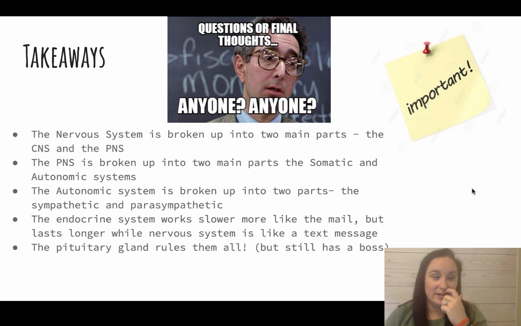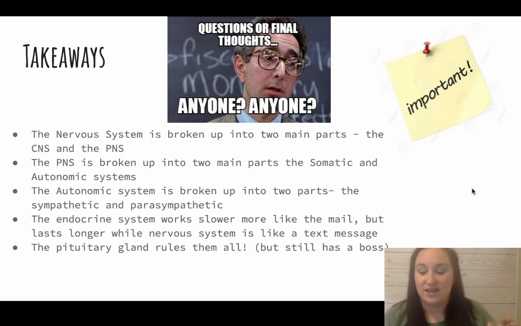So our key takeaways. The nervous system is broken up into two main parts, the central nervous system and the peripheral nervous system. The peripheral nervous system is broken up into two main parts, the somatic and the autonomic. The autonomic is broken up into two parts. Getting the theme? The sympathetic and the parasympathetic.